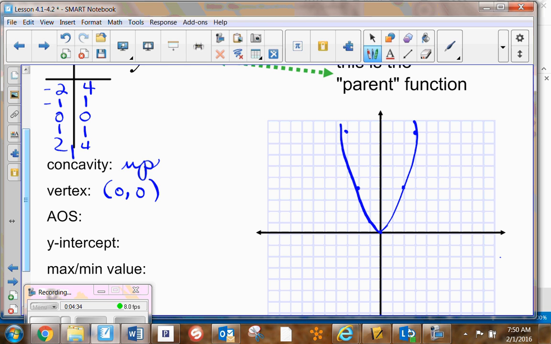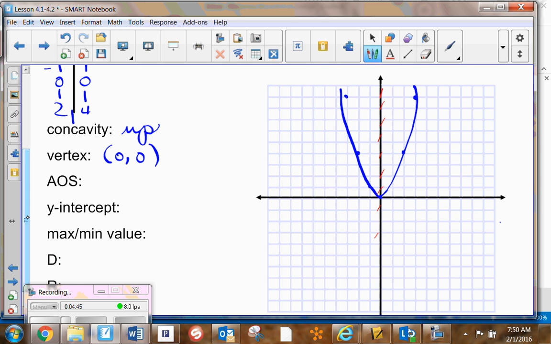Every parabola will have an axis of symmetry, just like our V's did. That shouldn't surprise you. Symmetrical on both sides. So our AOS, axis of symmetry, sometimes you'll see LOS for line of symmetry. Same thing. But it's a vertical line, so what does the equation of a vertical line always start with? An x or a y? x. So this would be x equals 0, meaning this vertical line right here.